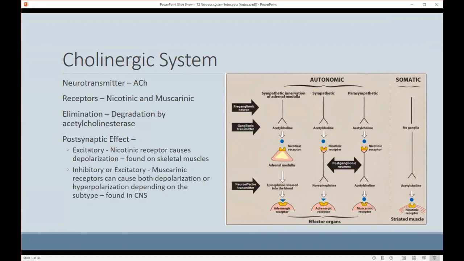The postsynaptic effect means what's going to happen on the next cell. It can either be excitatory or inhibitory. Sometimes it can even be both. It depends on the receptor. The receptor is what tells us. So we're releasing acetylcholine, that's our neurotransmitter, but what it is going to do depends on the receptor.